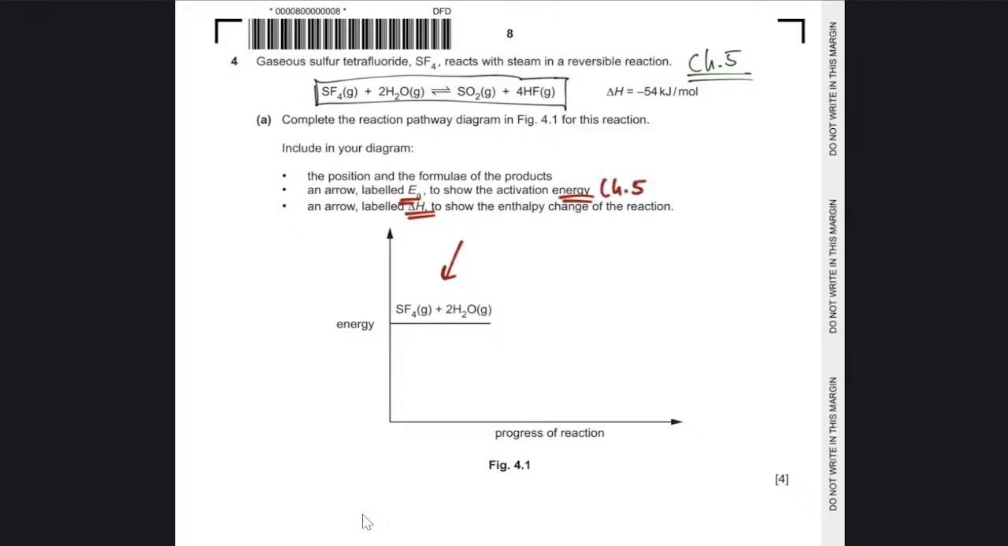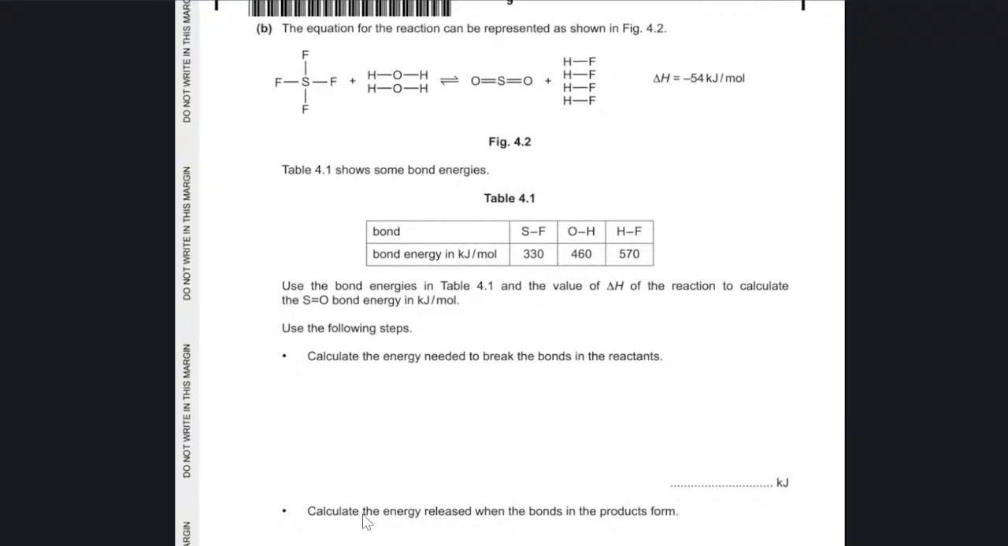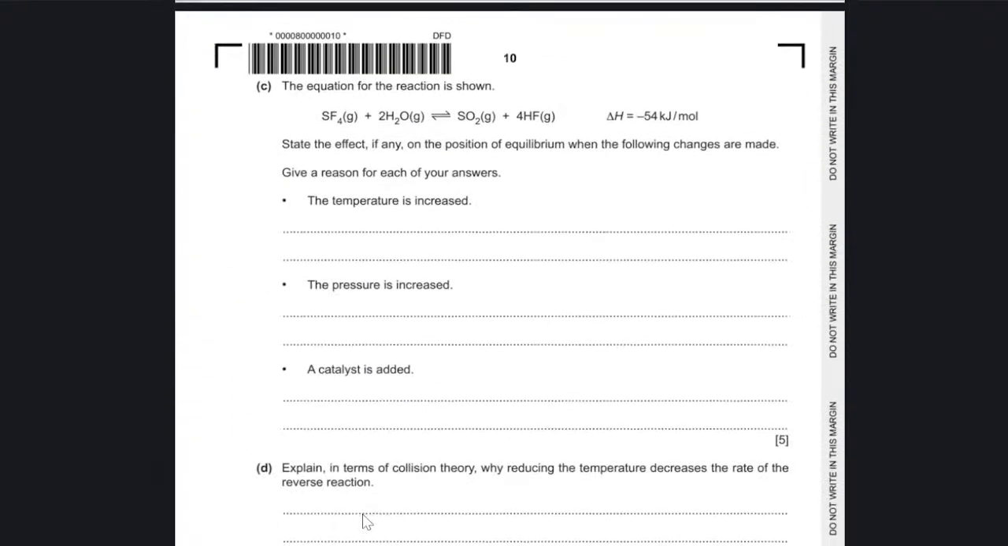So this is chapter 5. It's an energy profile diagram. Here, bond energy. Again, chapter 5. Then you keep going down on the same question, okay? Bond energy, bond energy. Then look at them now. They are using the word equilibrium. The word equilibrium is from chapter 6 now.